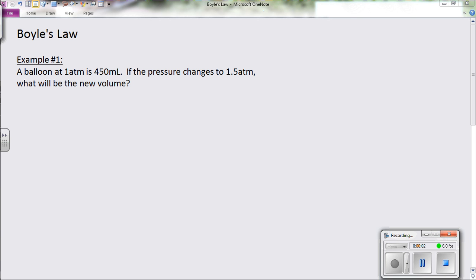All right, today we're going to be talking about Boyle's law. Boyle's law relates pressure and volume. The equation for Boyle's law is P1 times V1 equals P2 times V2. Okay? The 1's refer to the beginning of the story problem, and the 2's refer to how it ends.